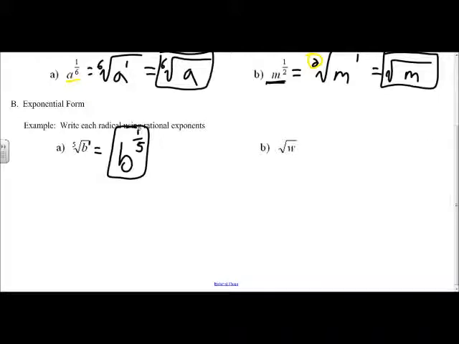Similarly over here, we recognize that the index is 2. It's kind of implied because of the square root. And we have w to the 1, so that's going to be w to the 1/2 power. Again, square root is the same as half power. Half power is the same as square root.